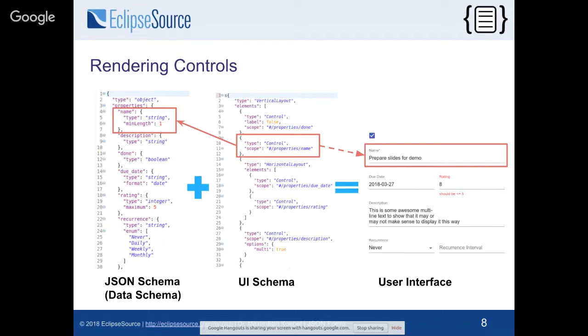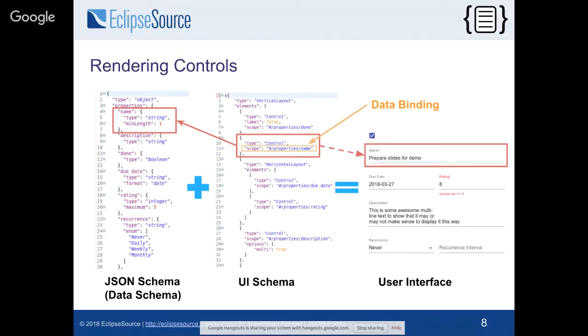So this JSON schema on the right-hand side says, well, I have an attribute that is called name, and this attribute is of type string. And in addition, it says that the minimum length of that attribute is 1. And the way that the UI schema references the JSON schema can be seen here in the scope attribute. The scope attribute points to the properties and then to /name, which is the name attribute in the task in this example. So this is the data binding that I talked about earlier.